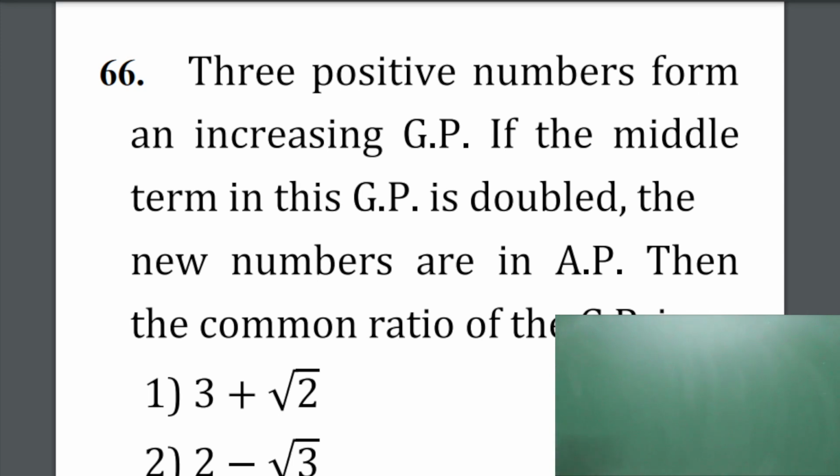Next problem. Three positive numbers form an increasing GP. If the middle term in the GP is doubled, then the new numbers are in AP. Then the common ratio of this GP is. Here you observe, three positive numbers form an increasing GP. If the middle term in this GP is doubled, the new numbers are in AP, then the common ratio of the GP is.